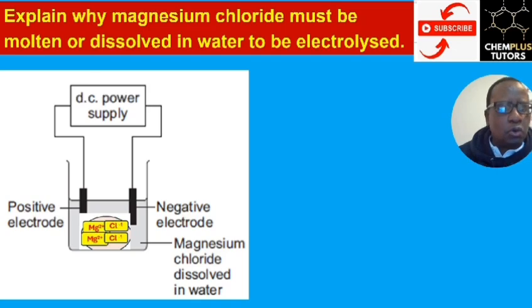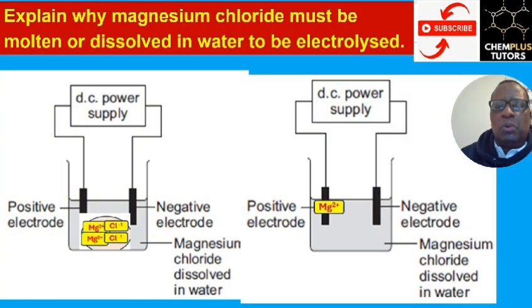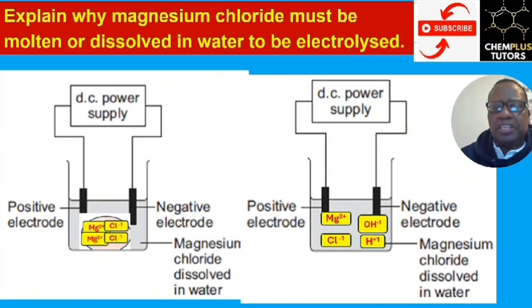I have students saying because the electrons, and you lose marks. The answer is because the ions are not free to move when it's a solid. So for electrolysis to take place, we have to dissolve it to enable the ions to move. If it was only molten, it's Mg2+ and Cl-, but this is now dissolved and the ions are free to move. The ions, not the electrons, the ions.